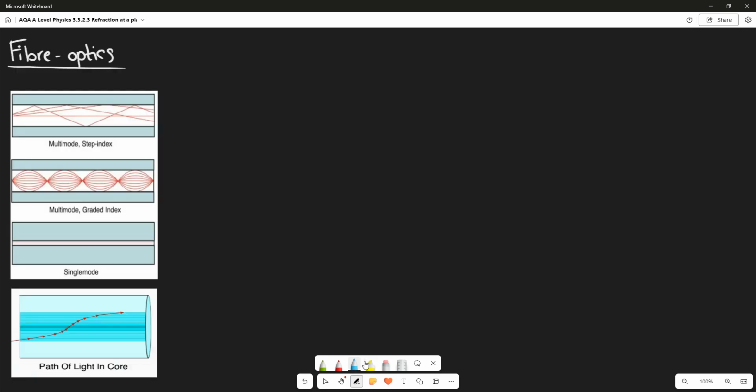A very important application of total internal reflection is in fibre optics. And fibre optics is a way to send light signals over very, very long distances. It's done using a cable with material on the outside to protect the central core, which is made of glass or plastic. So that is the core.